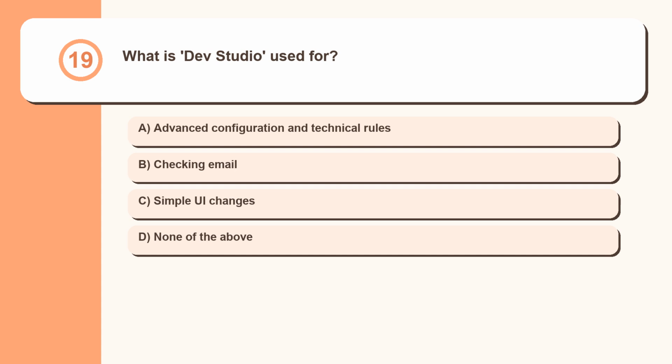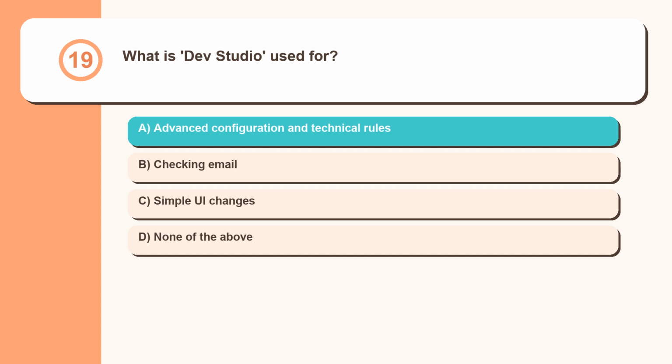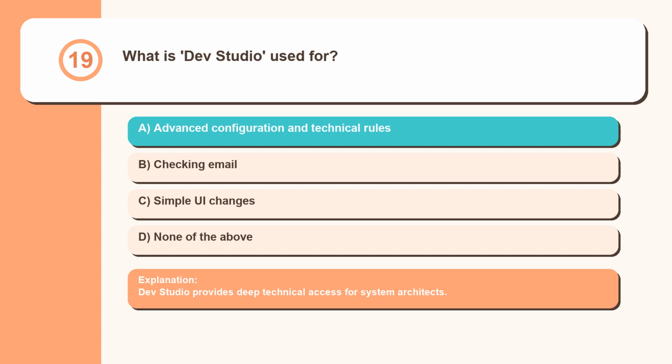Question 19. What is Dev Studio used for? Advanced configuration and technical rules, checking email, simple UI changes, none of the above. Dev Studio provides deep technical access for system architects.